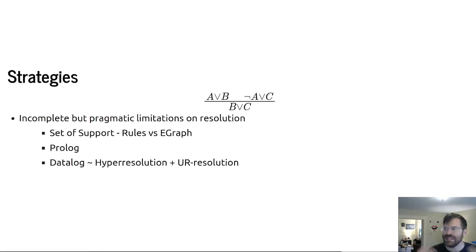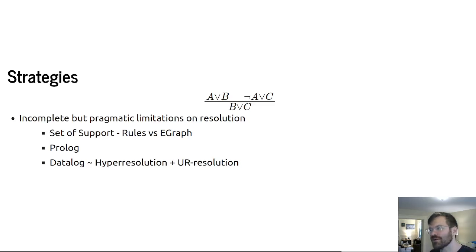So in e-matching, in distinction to completion, we throw everything into a single sack, we just run it. But in equality saturation, we have a distinction of rules and the eGraph. And we don't have the rules smash against each other to make new inferences for reasons of performance, basically, or ability to sort of control the search a bit better. And this has a pre-existing similar thing in the automated reasoning community of strategies. So in resolution, you can have incomplete but pragmatic limitations on resolution that guide the search in some more useful direction.